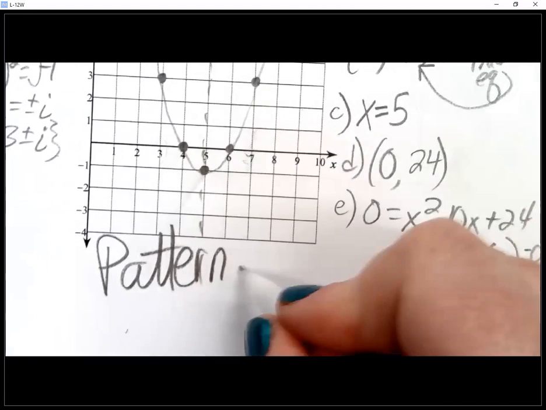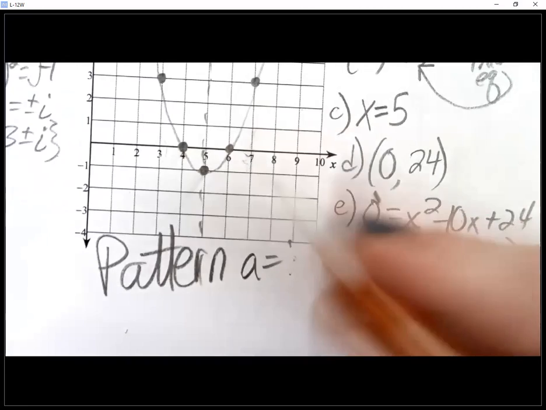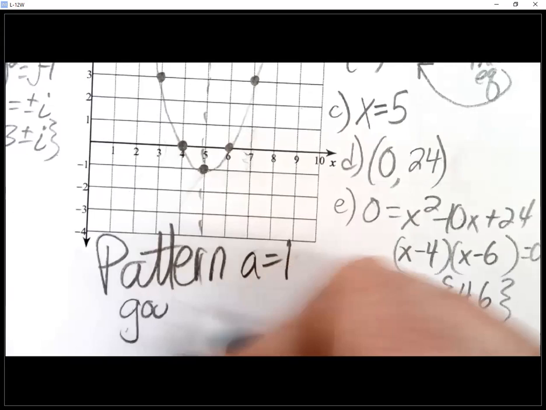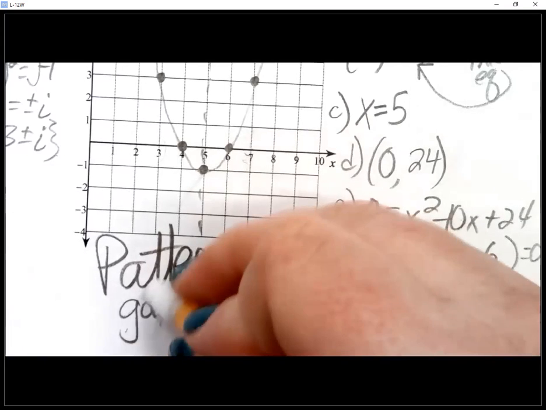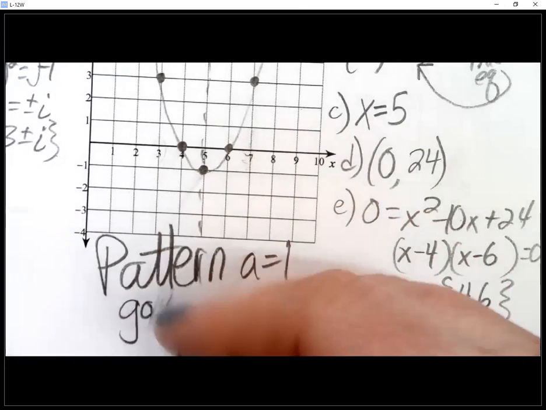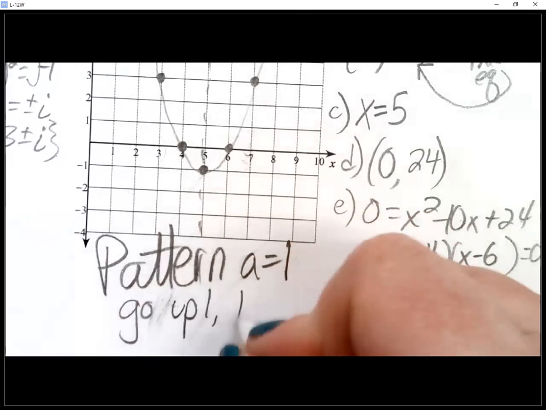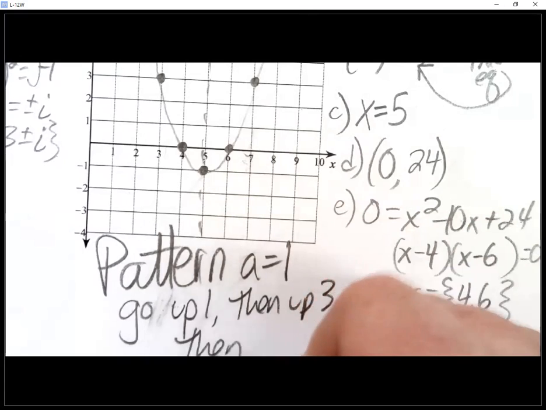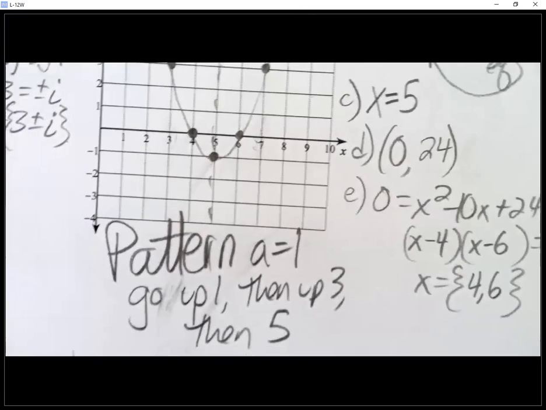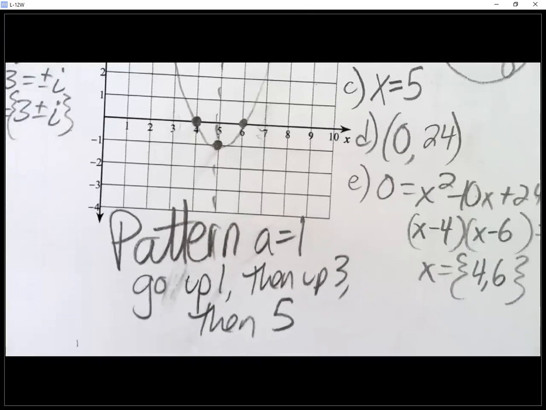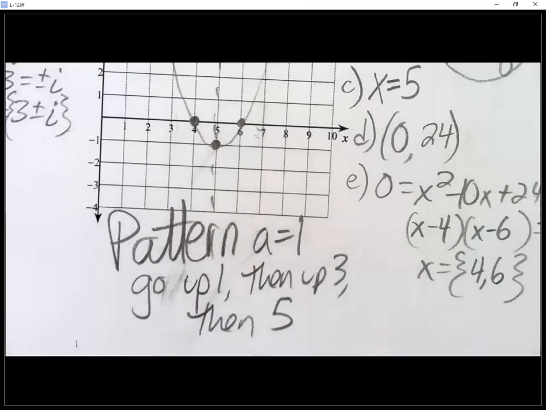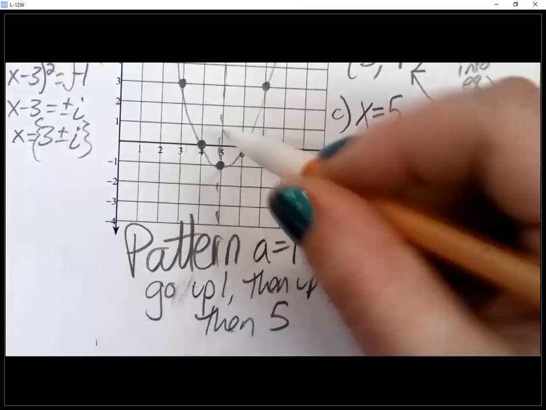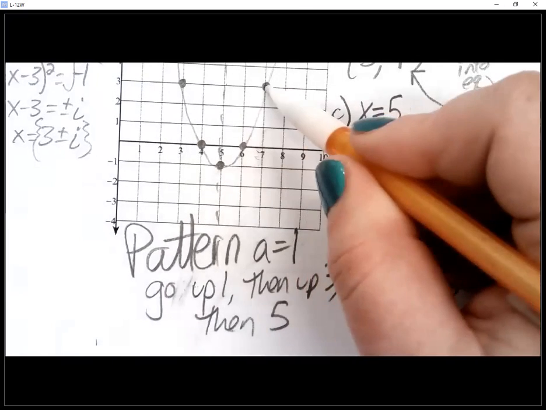So if A is equal to 1, go up 1, then up 3, then 5, if you can get that far. You go up 1, you go up 3, you go up 5. So you don't even have to plug in the points anymore. If you know the pattern, if A is 1, that's all I'm doing. Up 1, up 3, and then up 5 if I could get there.